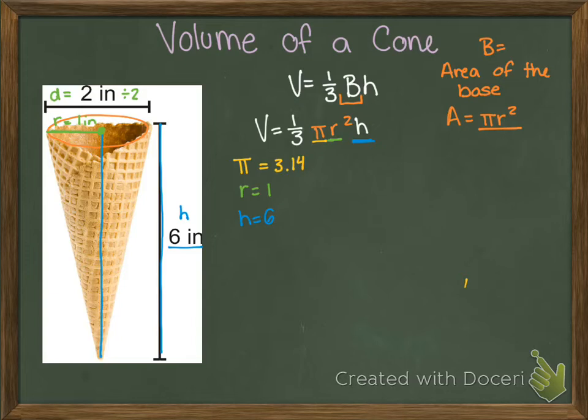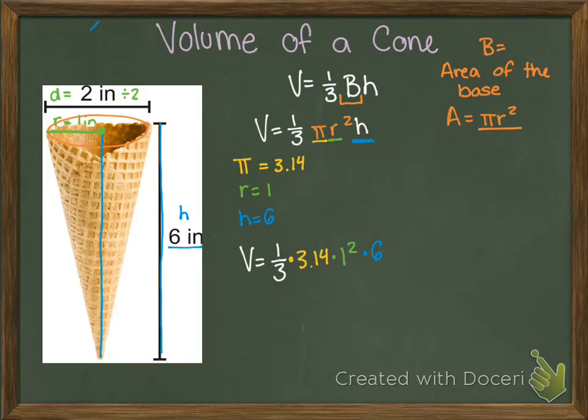Now that we have defined and identified all of those terms, we're going to substitute them into the formula, rewrite it, so then we can move on to solving. So volume equals 1/3. I'm replacing pi with 3.14. Remember, we're multiplying here each time, times radius squared, which is 1 squared, times the height, which is 6.